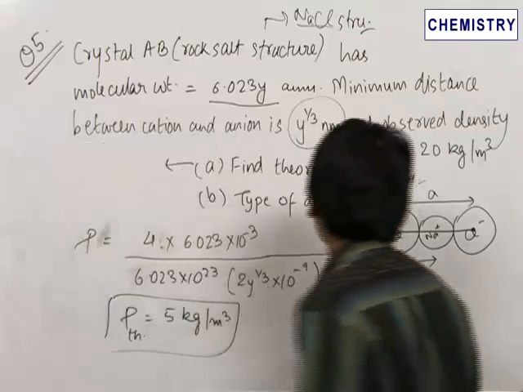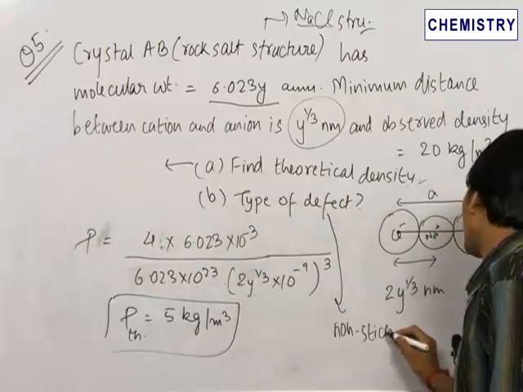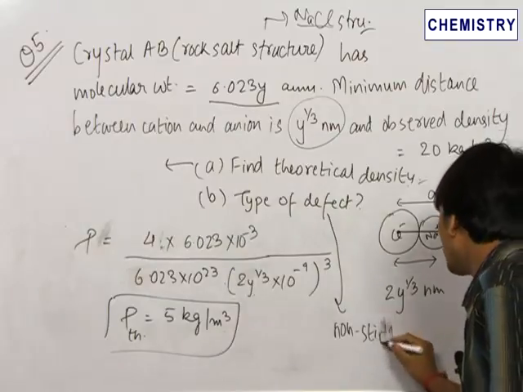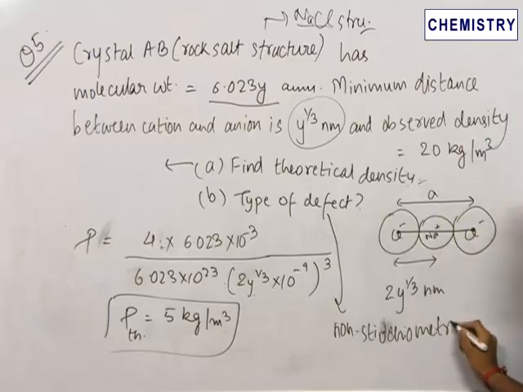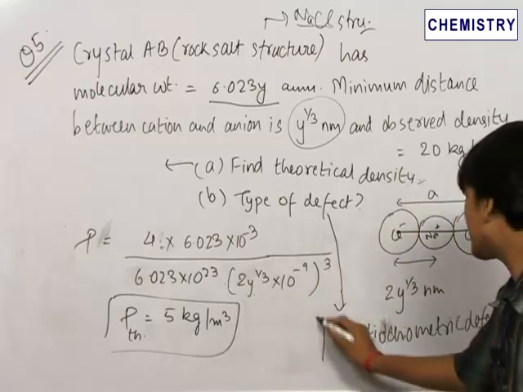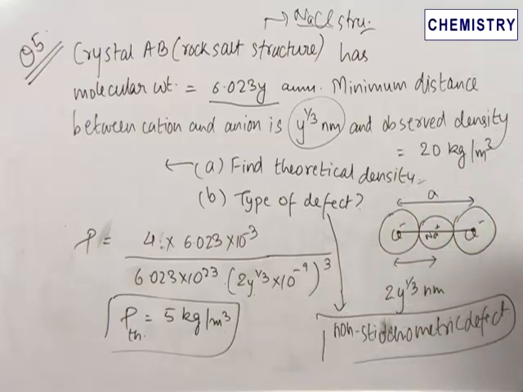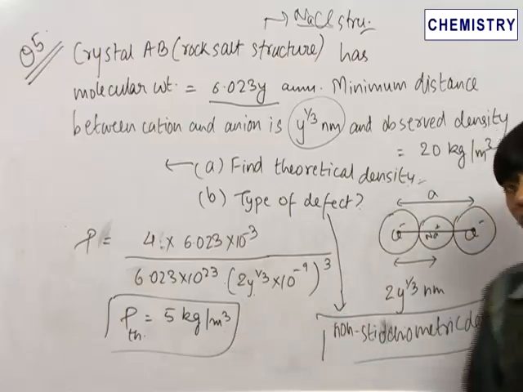that means that the type of defect is non-stoichiometric, which has occurred due to either metal excess or non-metal excess. This is non-stoichiometric defect. Solid in such cases seems as substitutional or interstitial solid. So final answer is that the theoretical density comes out to be equal to 5 kg per meter cube and the type of defect is non-stoichiometric.